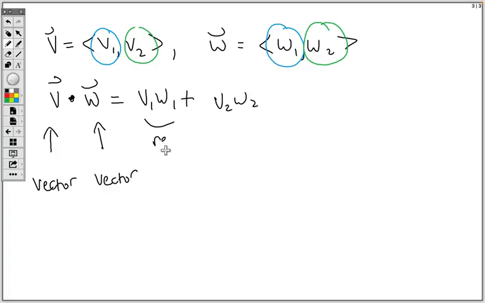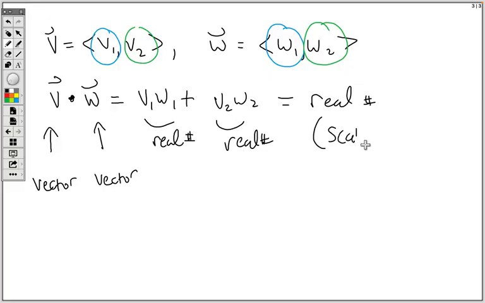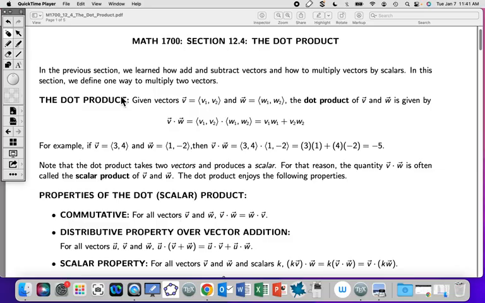And what do we get? We get a real number plus a real number. So this gives us a real number. And you may remember when we were talking about vectors, real numbers are also called scalars. So this is sometimes also called the scalar product of two vectors.